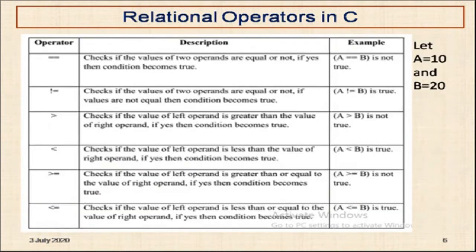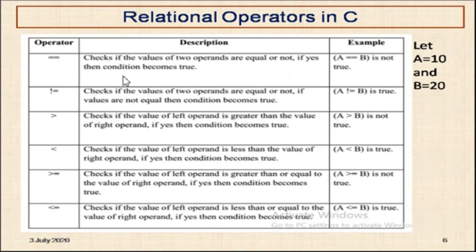Then coming to the relational operators, these operators are used to compare two operands to take a decision. So double equal to means check for equality, because we know that in C language a single equal to is used for assignment, which we'll see later.